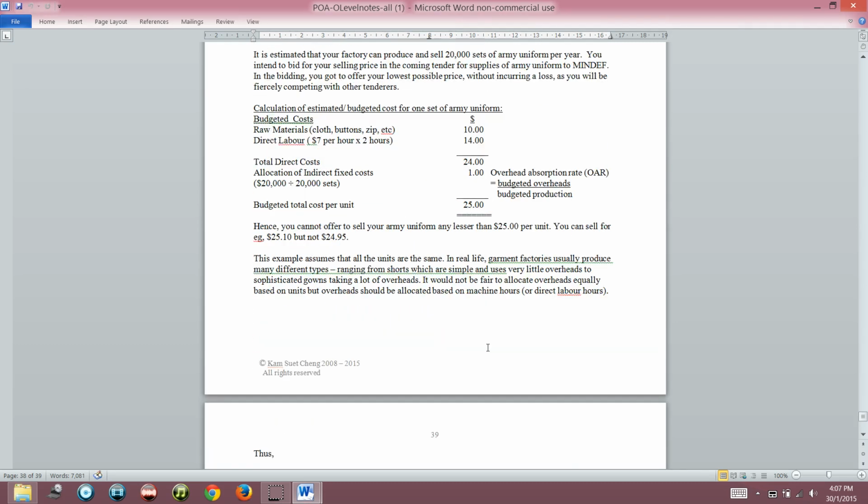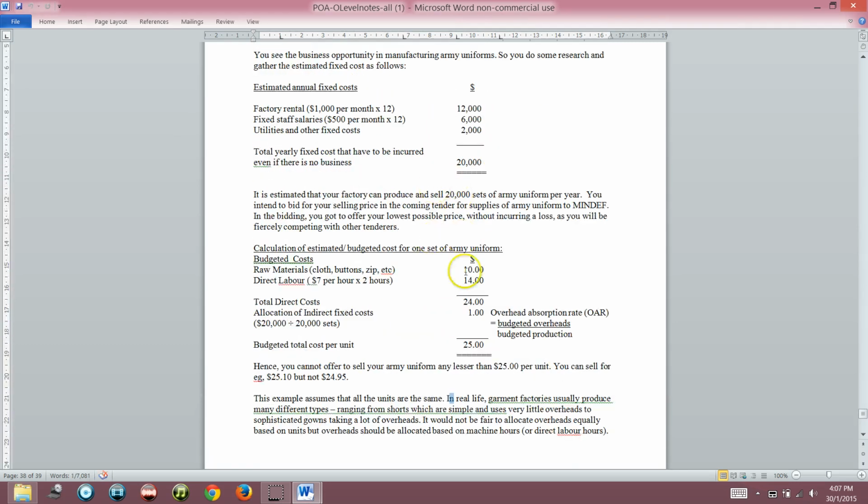Okay, you see, this example that I'm showing you assumes that my factory only produces one type of product, and all the products are the same. All the army uniforms are the same. But in reality, a garment factory like this will produce many types of clothing, from shorts, or it can even produce a very sophisticated wedding gown or evening gown.